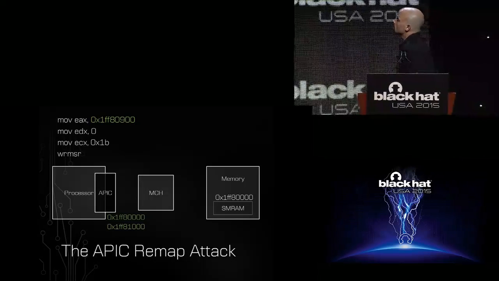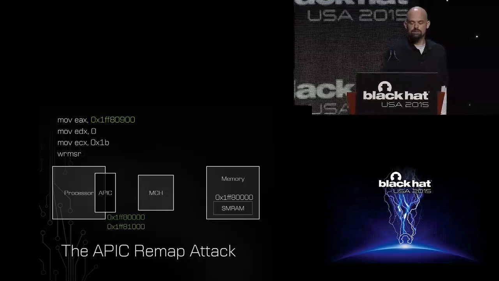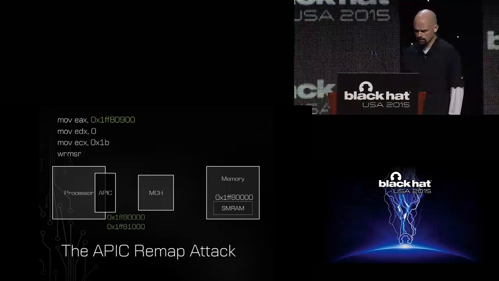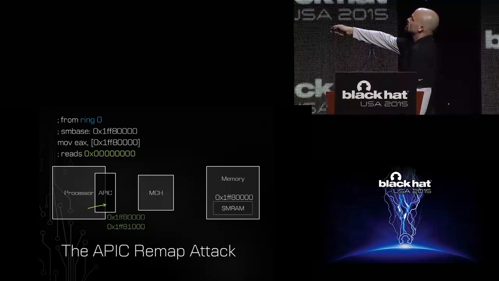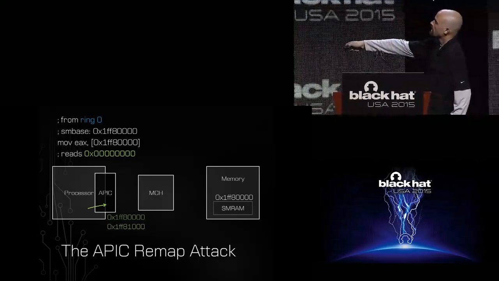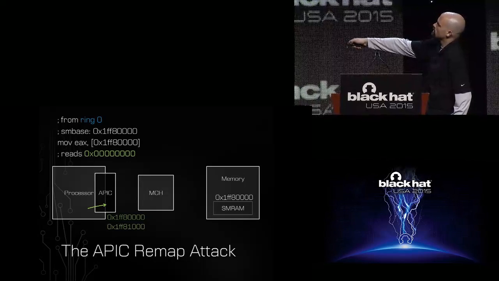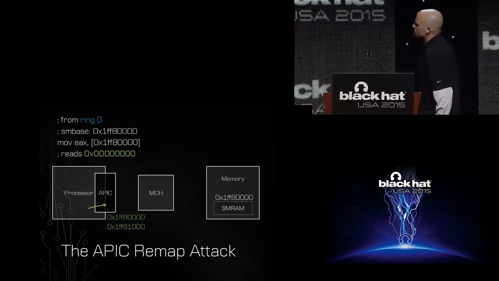But what if we're in ring 0 code and we move the APIC? We put the APIC so that it overlaps the SMRAM region instead. All of a sudden, we've changed the view of our memory. So from ring 0, we issue that exact same instruction that we just tried to issue, where before we got back a bunch of Fs. Now that address never makes it out of the processor. The APIC accepts that address now, and it gives us back one of its registers instead.